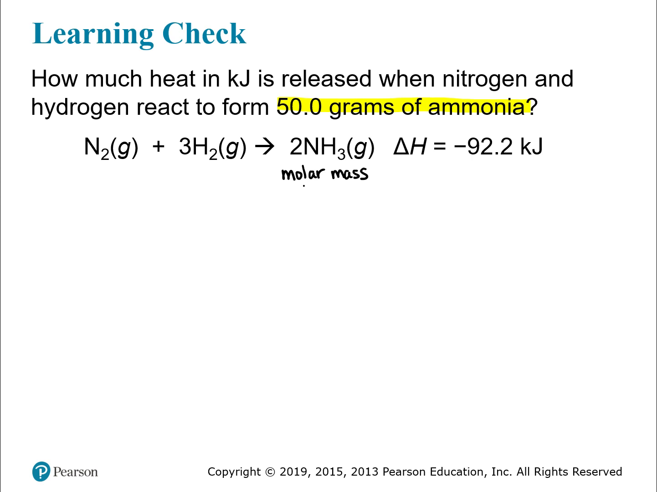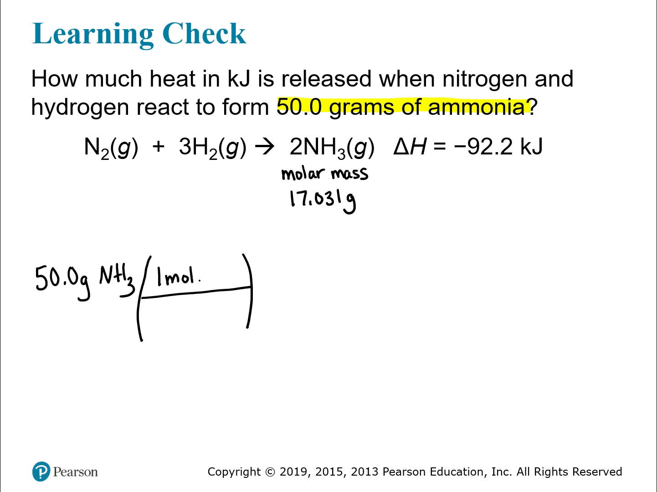So our molar mass for this, and we've used this a bunch of times, is 17.031 grams. And we're going to set it up where first we figure out how many moles of ammonia we are starting with. For that, we need the molar mass. We put moles of ammonia in the top and the grams in the bottom.